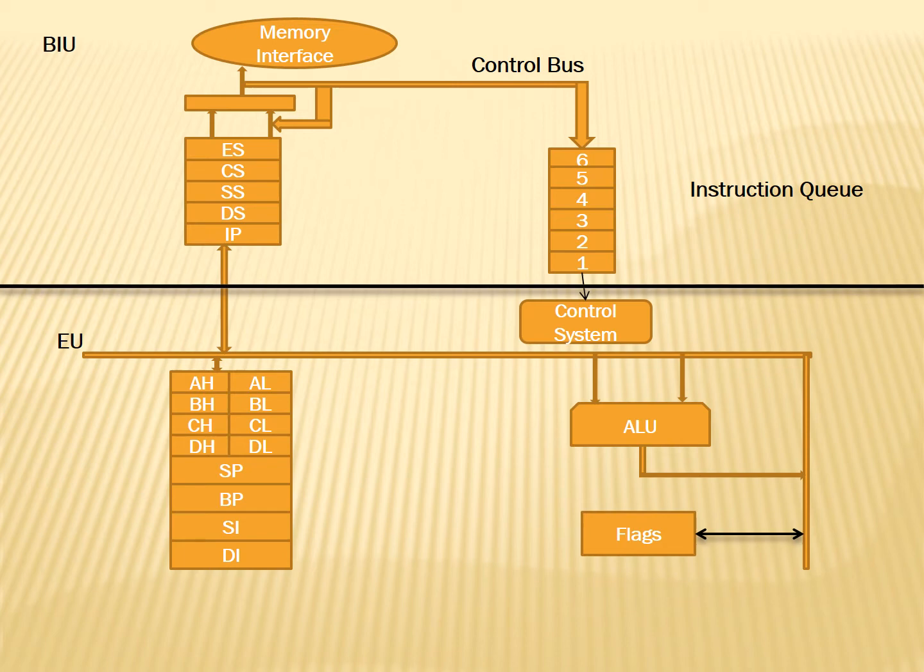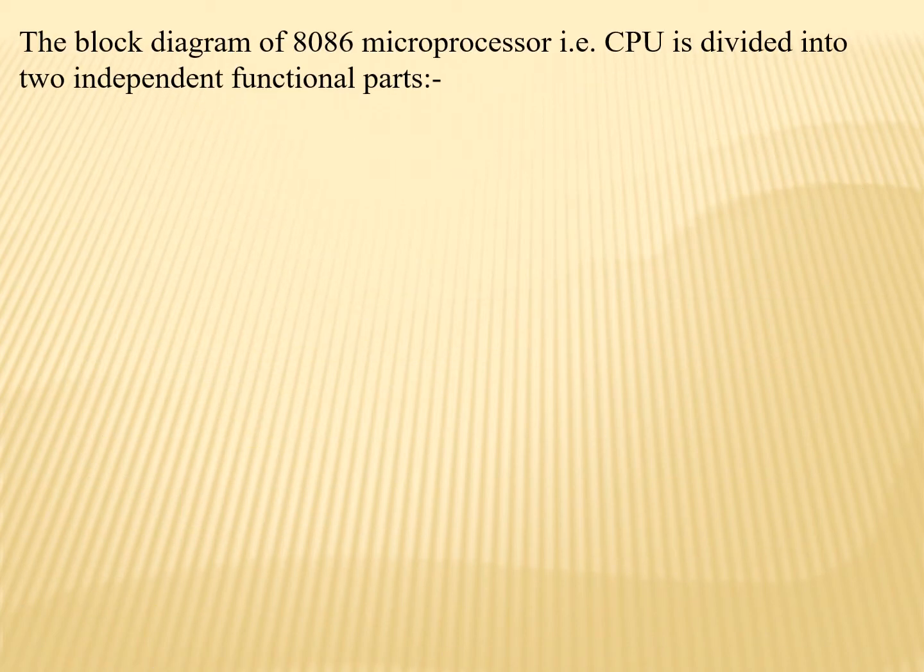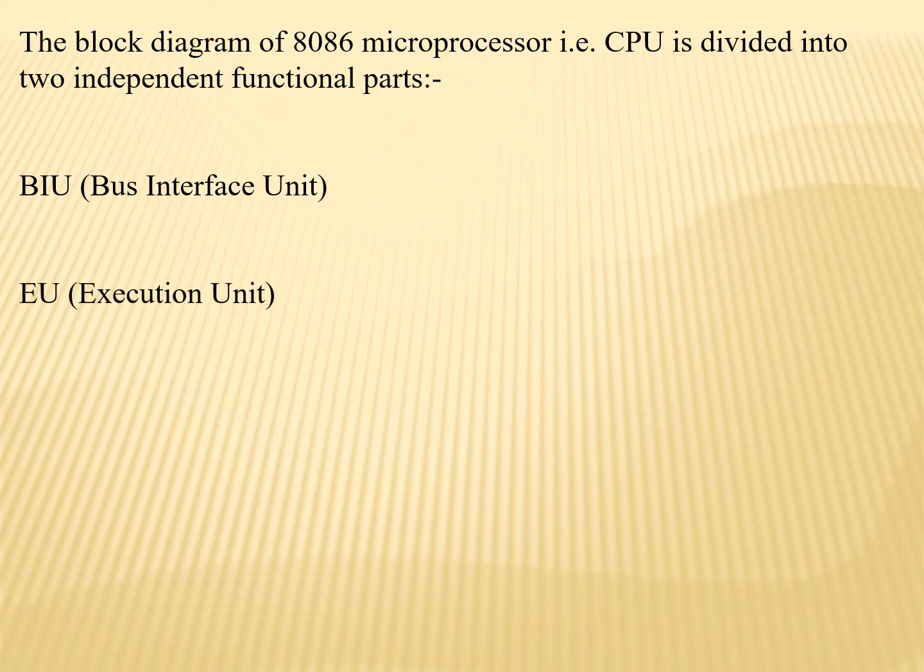Let us understand. First, the block diagram of the 8086 microprocessor, that is the CPU, is divided into two independent functional parts. One is the BIU, which is the bus interface unit, and the second is the execution unit. We know the primary function of the processor in 8085 is fetch, decode and execute. So this function is shared between these two units.